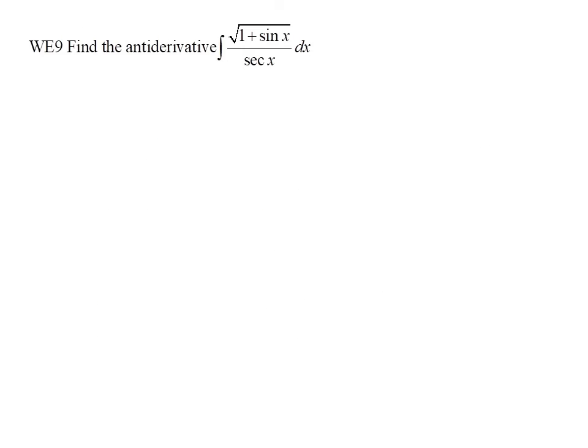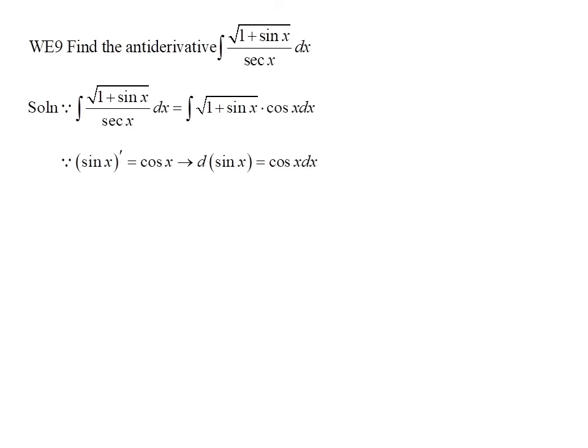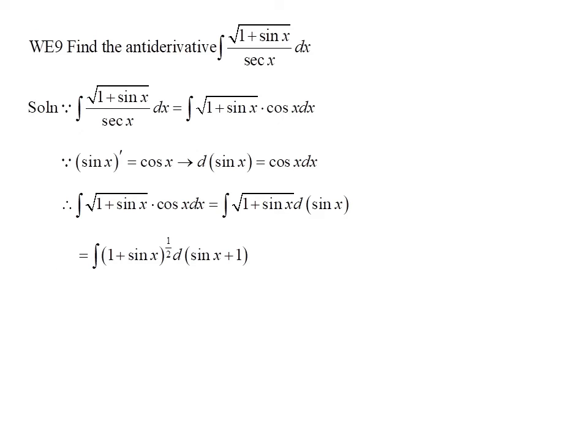Here, example 9 is to find the antiderivative of square root of 1 plus sine x over sec x dx. First of all, the antiderivative can be written as the integral of square root of 1 plus sine x times cos x dx. Since the differentiation of sine x equals cos x, which gives d sine x equals cos x dx, hence the antiderivative is written as the integral of square root of 1 plus sine x d sine x, which equals 2/3 times (1 plus sine x) to the power of 3 over 2 plus c.